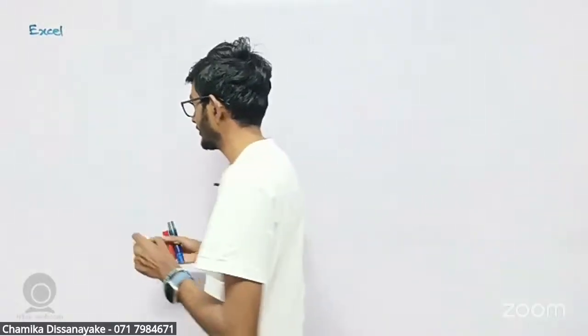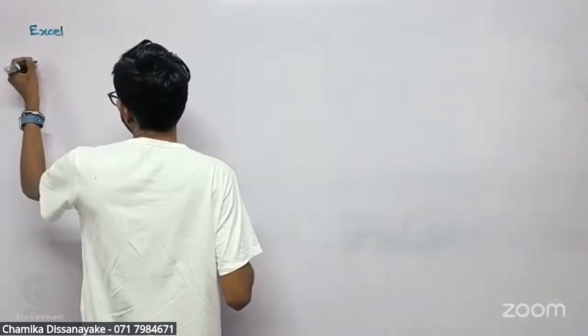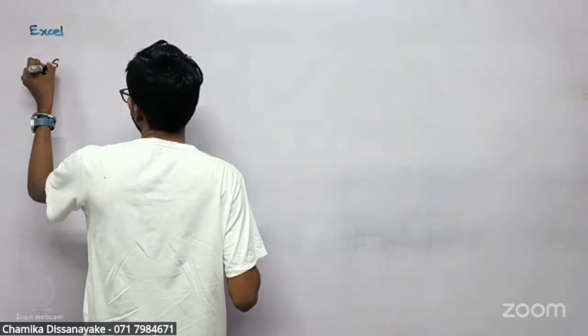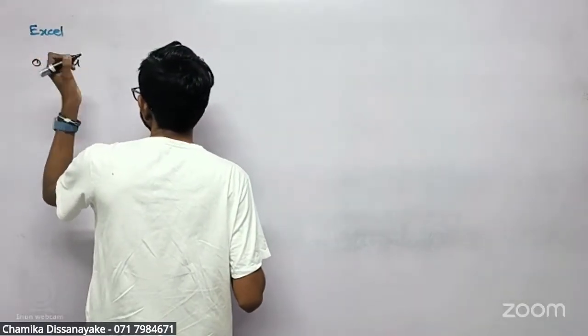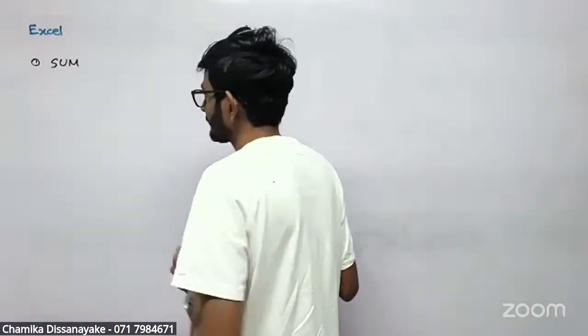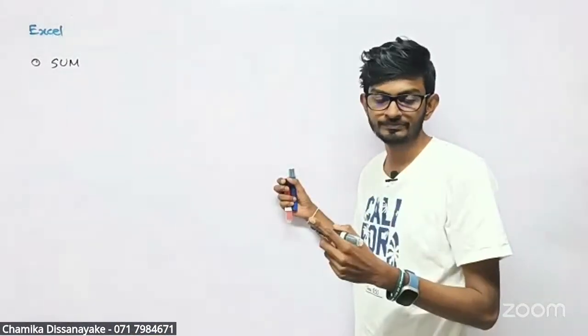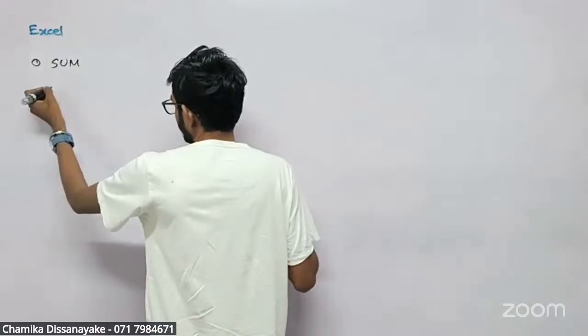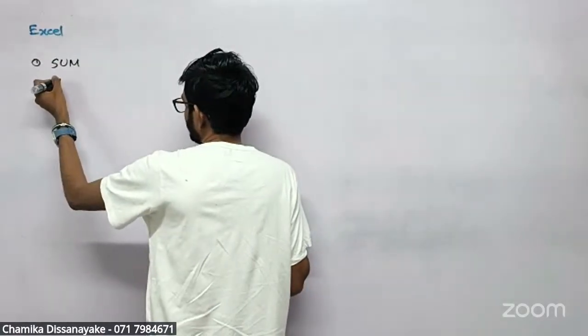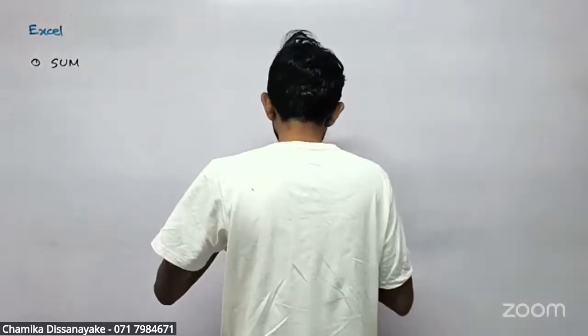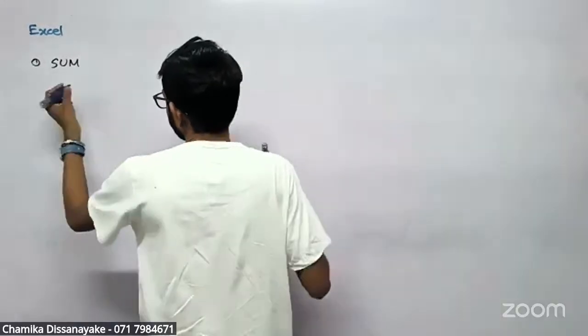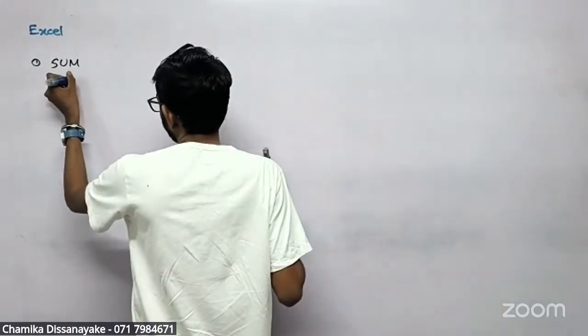The first one is sum. Sum means like summation. How can we write this sum function? We can write equal sum.